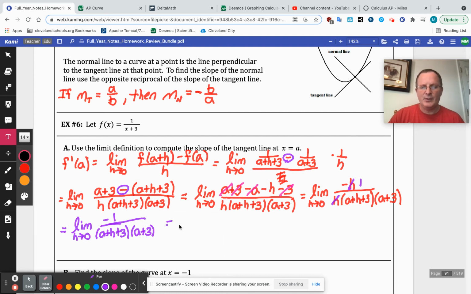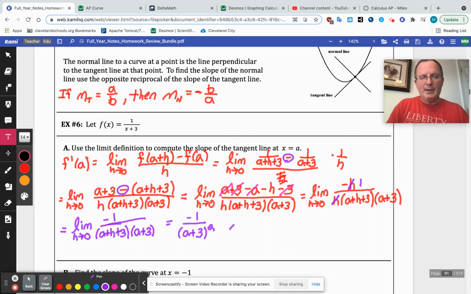And then, so up top, of course, I've got a negative 1. And the bottom, if I sent H to 0, I would have A plus 3. This would be A plus 3, and that'd be another A plus 3. All right, so that would be A plus 3 squared. Okay. All right. Woo-wee. All right. So done with that one.